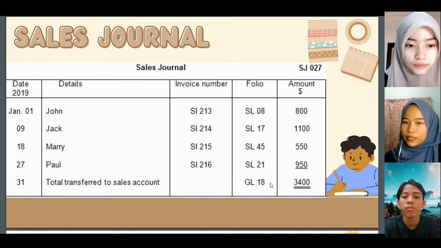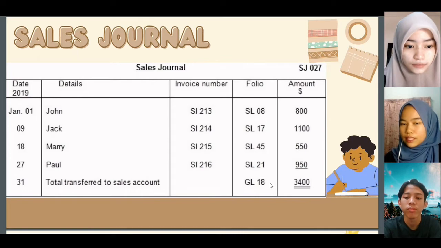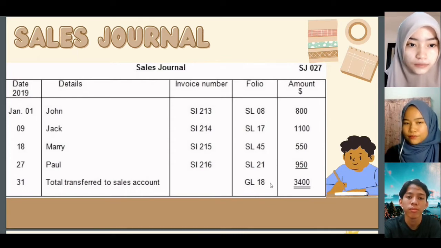A folio column to enter the name or file number where the sales journal is placed, and the last column is to enter the amount that is charged to the business customers. At the end of the month, the business will know the total credit sales made in that month.